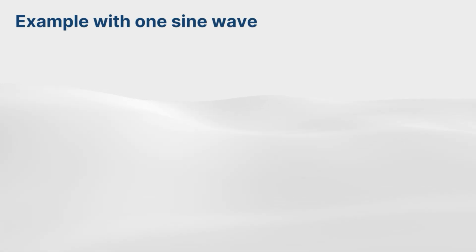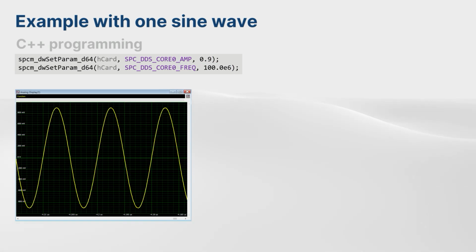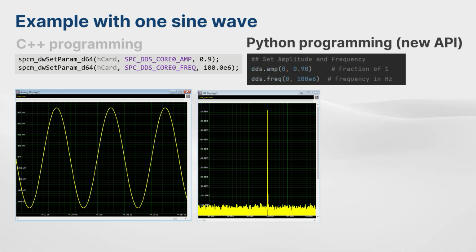Let's look at an example. For one endless sine wave, just 2 commands are necessary in your C++ programming. Just program an amplitude of 90% and a frequency of 100 MHz, and the result can be seen on the scope. Looking at the spectrum analyzer, the frequency of the sine wave is shown with low jitter, low distortion and low spurs. Additionally to the C++ API, the DDS mode supports a new high-level Python API, offering the same easy way to input the amplitude and frequency of the sine wave.